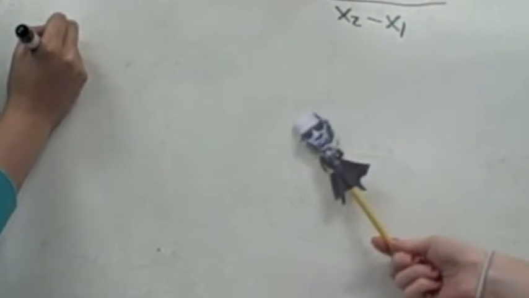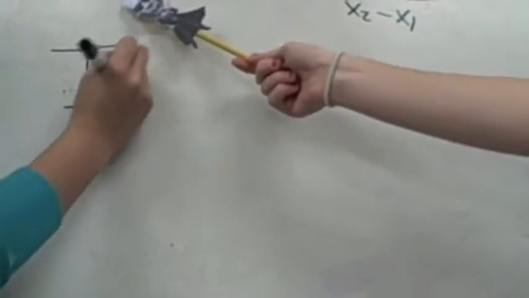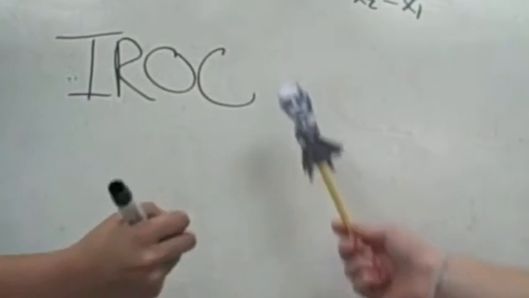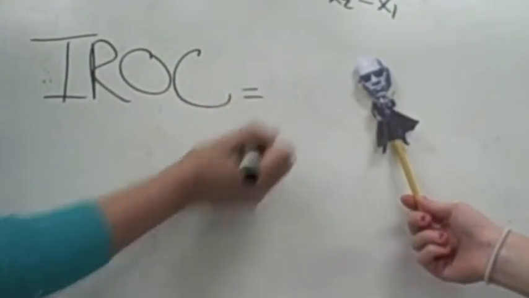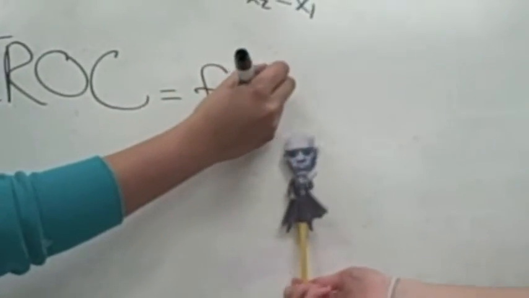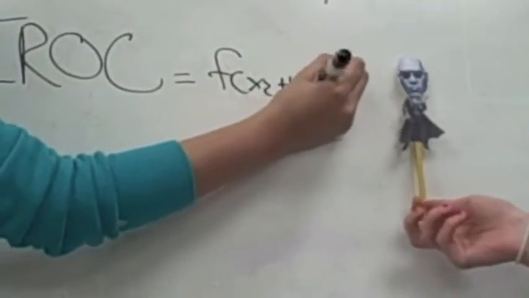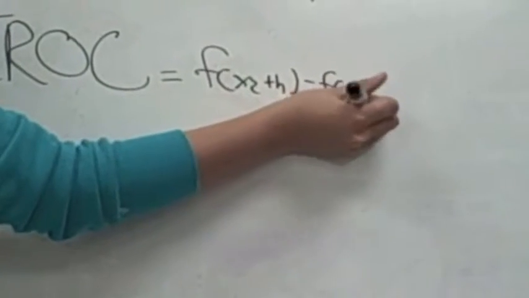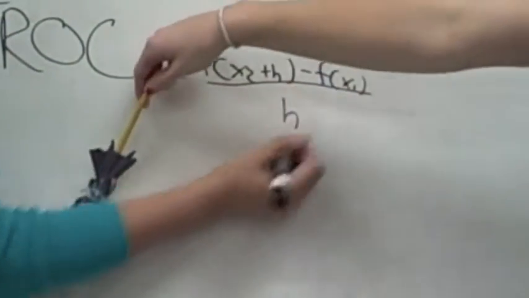Now the second concept we must understand is IROC, instantaneous rate of change, also known as the tangent. The equation for IROC is f at x2 plus h minus f at x1 all over h, where h equals 0.001.